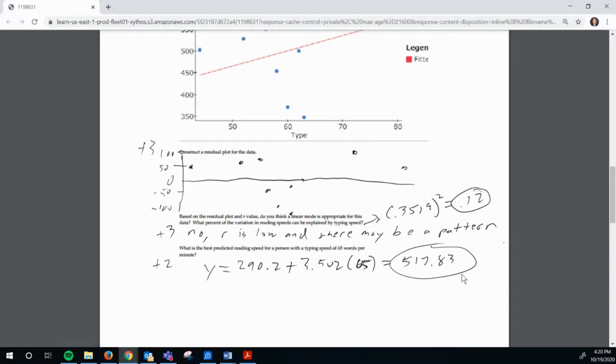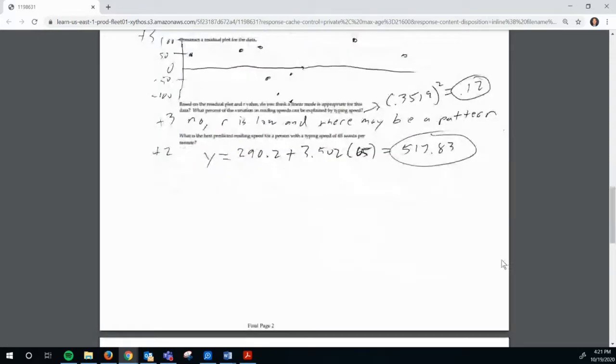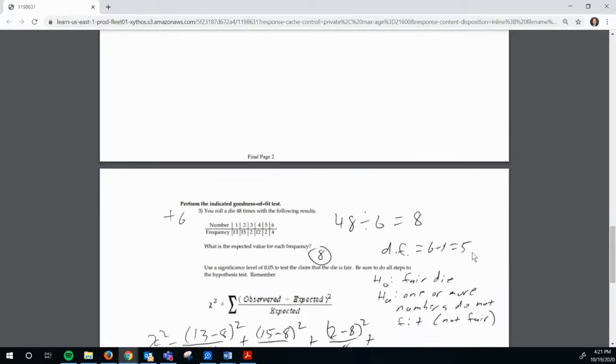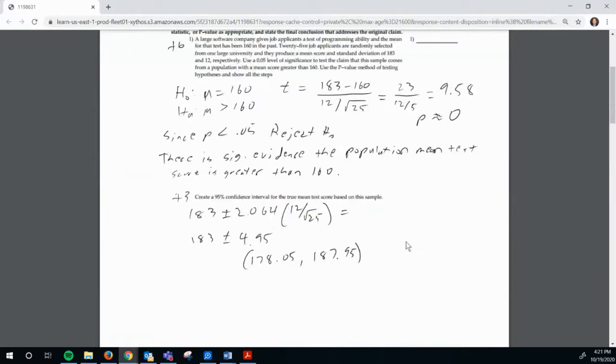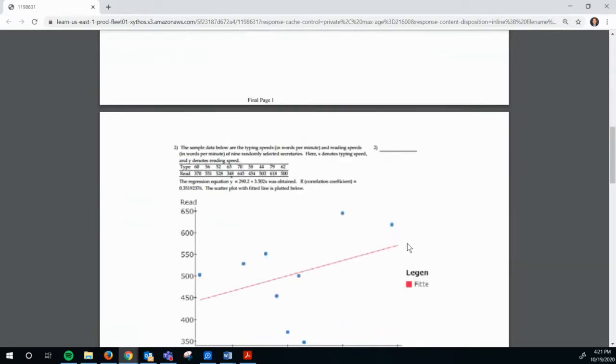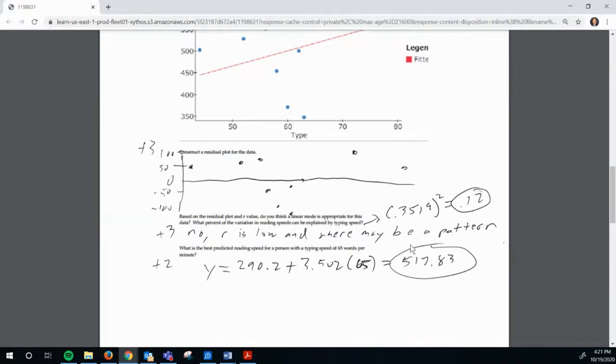How's that? So the percent of variation that is explained, that is the R squared. And I think I'm going to move on. Any questions on those first two, I guess? Hypothesis test, confidence interval, linear regression, scatter plot, or a residual plot, taking predicted values.